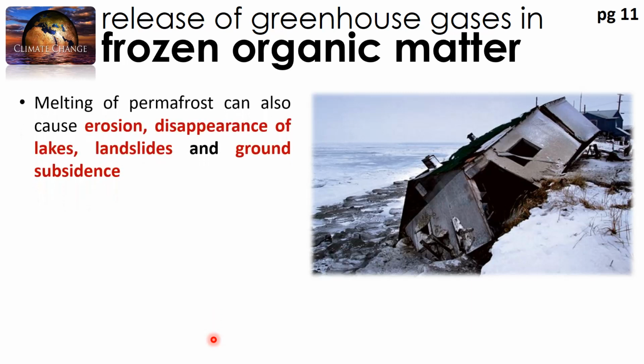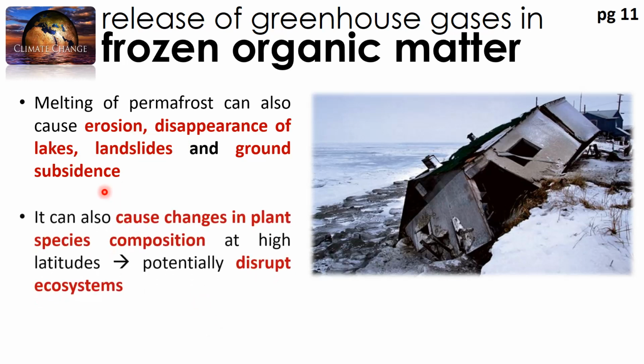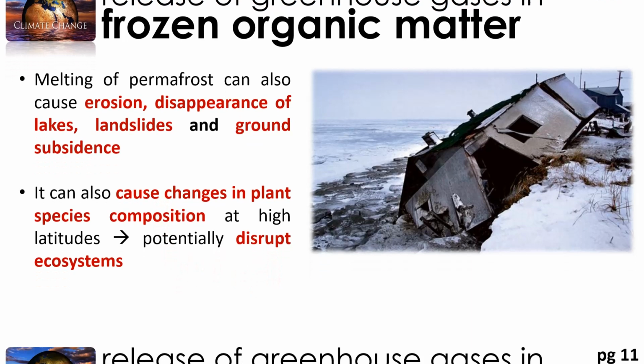Now, the melting of permafrost has other bad consequences. It can also cause land erosion, the disappearance of lakes, landslides, and ground subsidence. It can also cause changes in plant species composition at high latitudes, because of the organic matter and the nutrients that it contains. So it can potentially disrupt ecosystems.